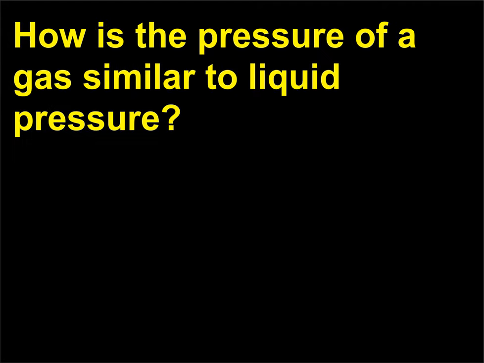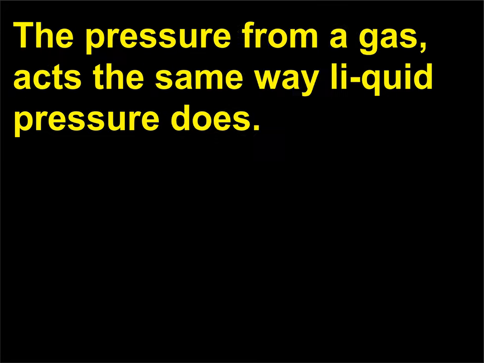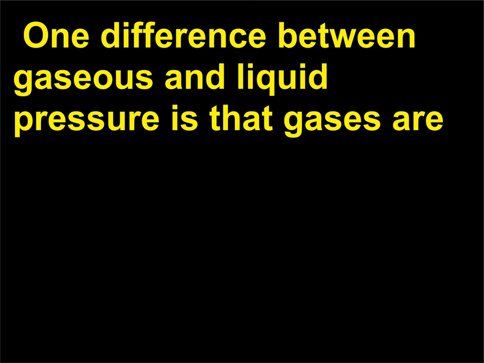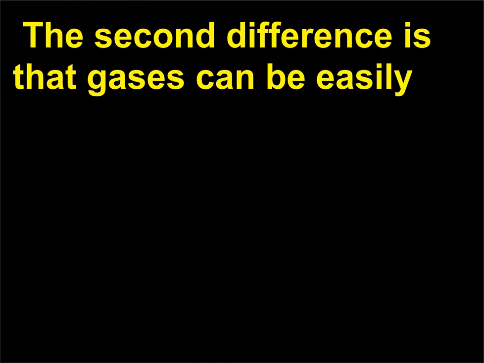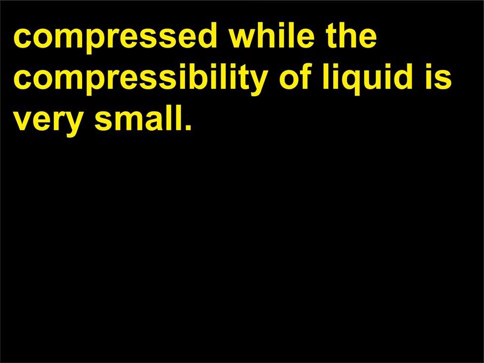How is the pressure of a gas similar to liquid pressure? The pressure from a gas acts the same way liquid pressure does. One difference between gaseous and liquid pressure is that gases are about 1/1000 as dense as liquids and therefore apply less pressure. The second difference is that gases can be easily compressed while the compressibility of liquid is very small.